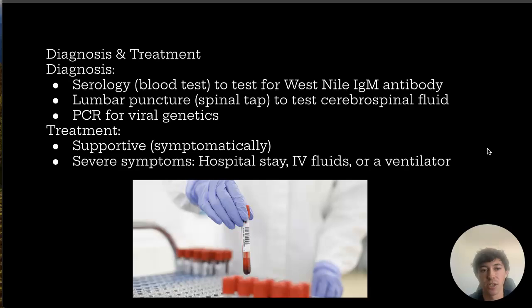Diagnosis and treatment. Serology, which is a blood test, is the most common test, and it tests for the IgM antibody. The lumbar puncture is a spinal tap to test the cerebrospinal fluid, and then you've got PCR for the viral genetics. Treatment is supportive, meaning you just treat based on the symptoms shown. So in severe cases of neuroinvasive disease, you'll have to stay in the hospital, get IV fluids, or you might be put on a ventilator.